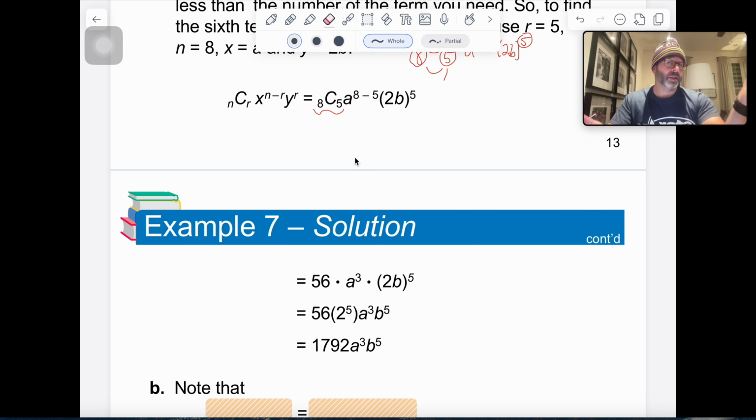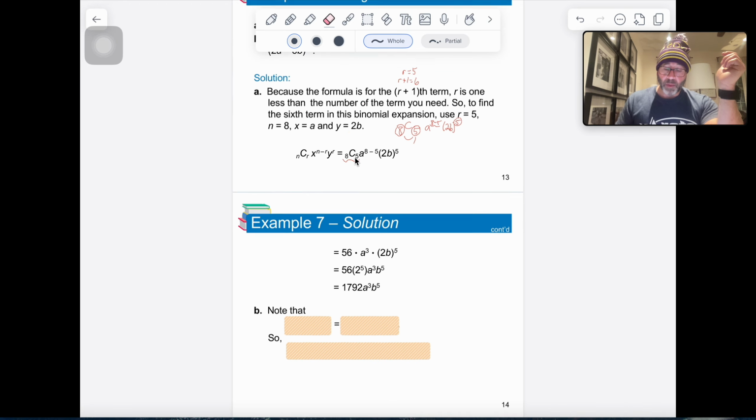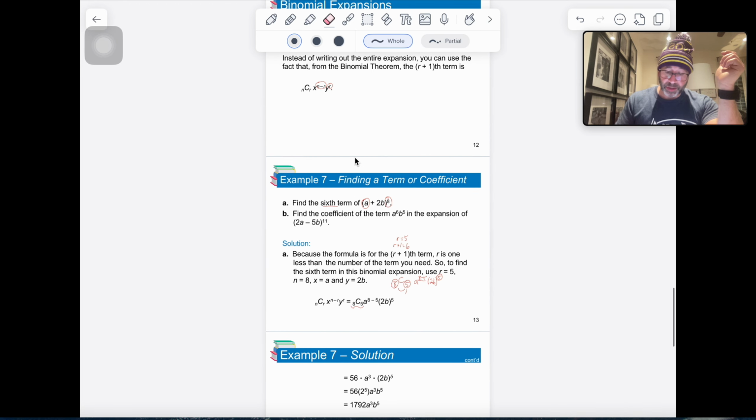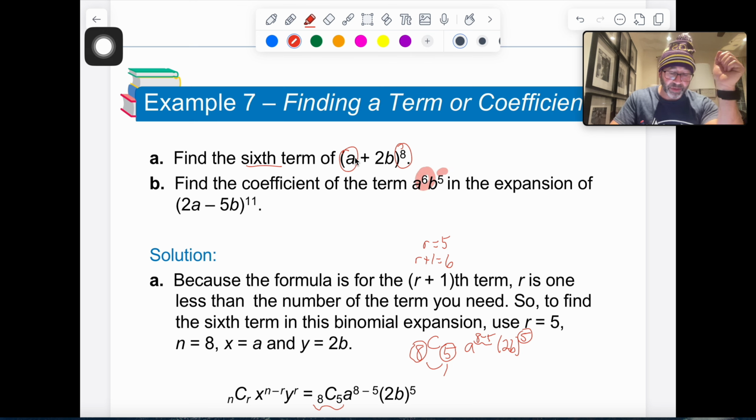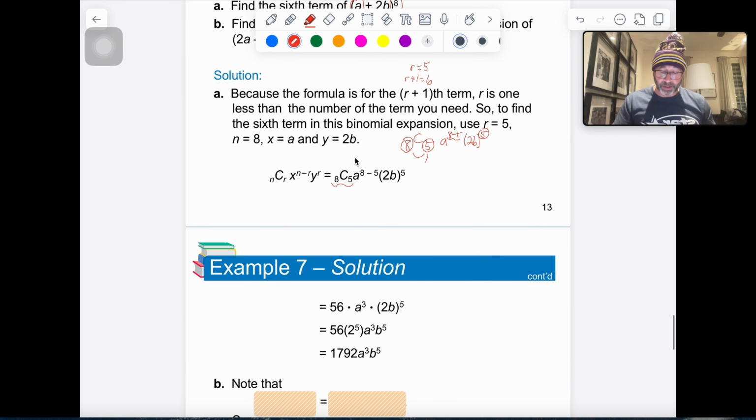That's the 6th term in our series, okay? For letter B, it says find the coefficient of the term a^6 b^5. Okay, now they're saying 6 and 5. Those are the two values of the expansion right there. So which term are we actually finding here?